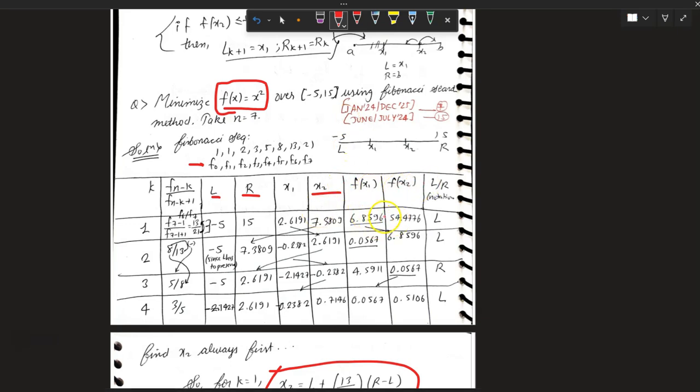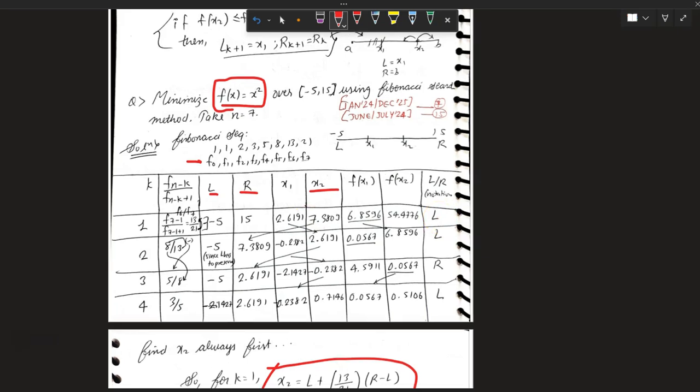Okay, so whichever value is smaller here, you take it as the position. Okay, what is the position of this smaller value? This is in left. Okay, x1 is in left, so this is in left. So you have to preserve left in the next iteration. Okay, so let's see the second step.